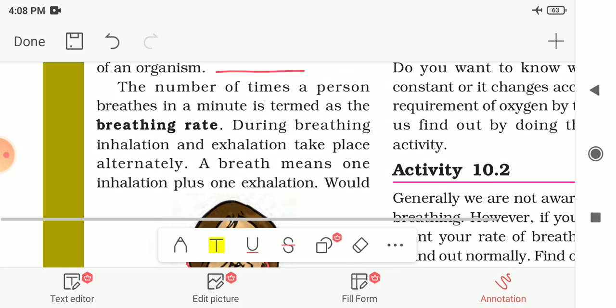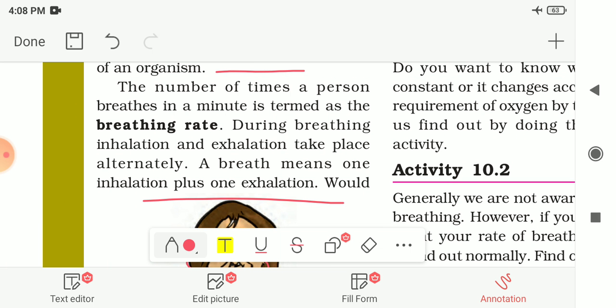Now, the breathing rate: the number of times a person breathes in a minute is termed the breathing rate. During breathing, inhalation and exhalation take place alternately. When we inhale, then exhalation occurs, and after exhalation again inhalation happens. A breath means one inhalation plus one exhalation. So by counting these breaths in a minute, we can find the breathing rate of our body.